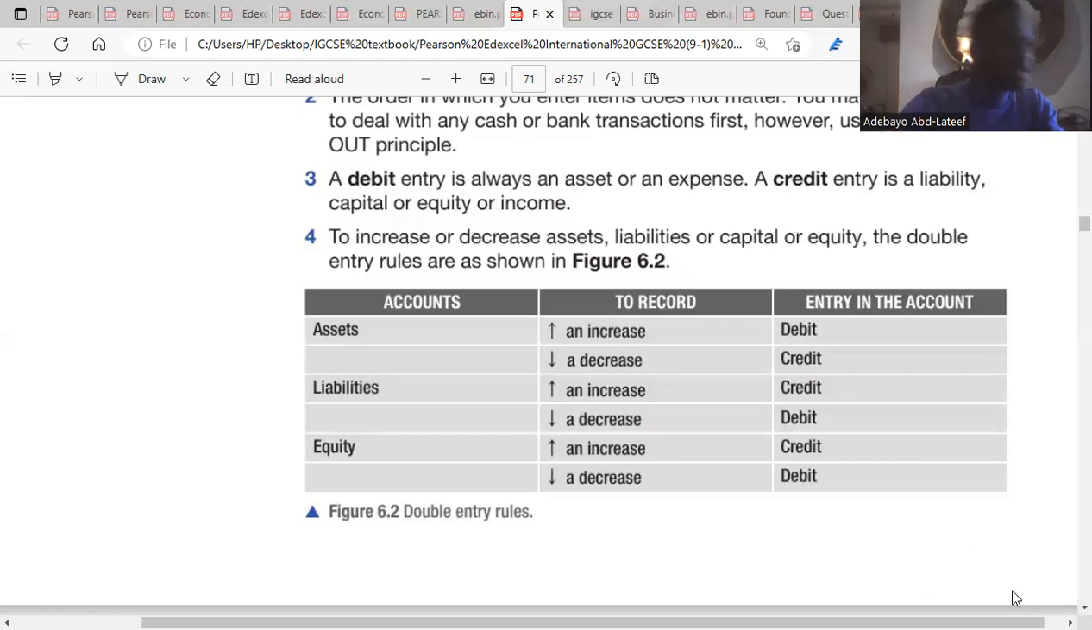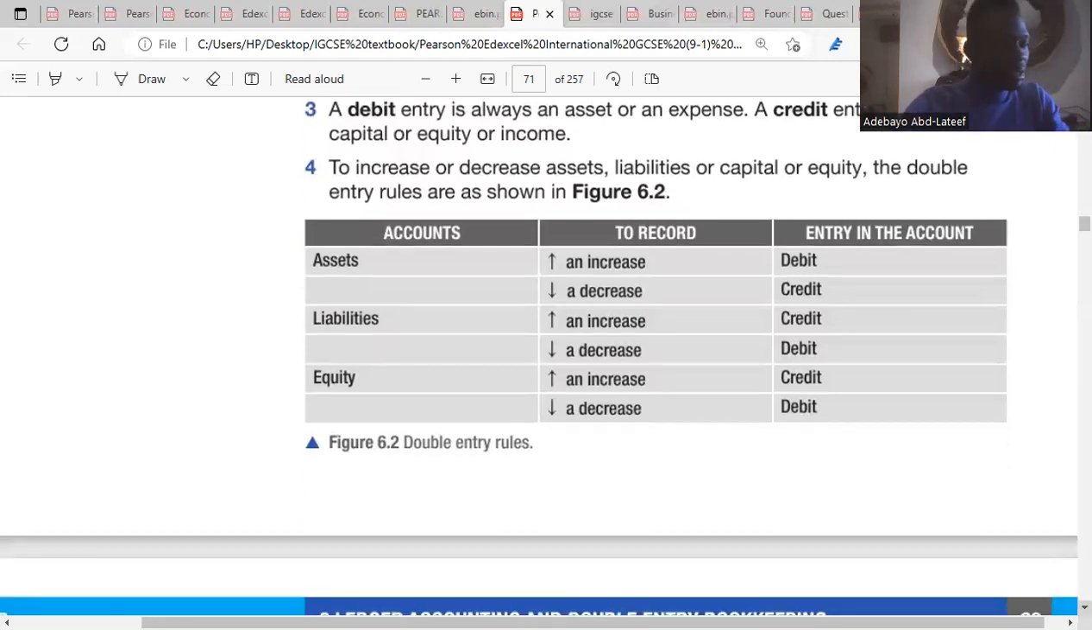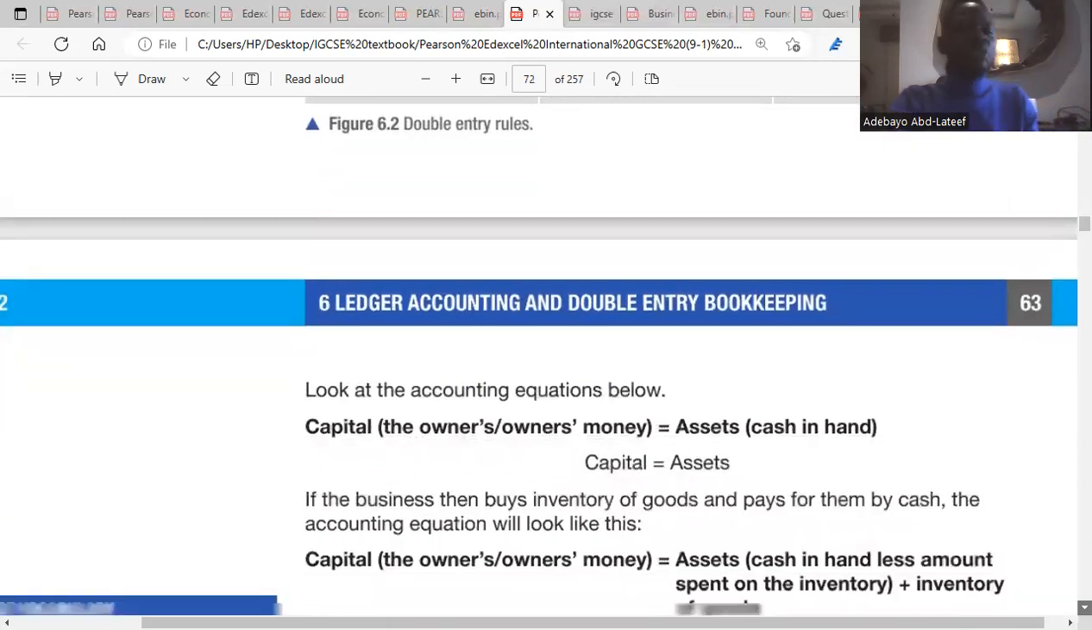Assets, to increase your asset, you debit. To decrease your asset, you credit. To increase your liabilities, you credit. To decrease your liability, you debit. To increase your equity or capital, you credit. To decrease it, you debit. Is it clear? Yes. Any question about that? No. Okay. Then we'll go to the accounting equation.